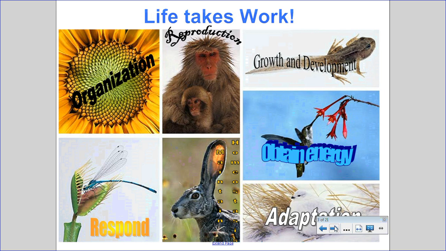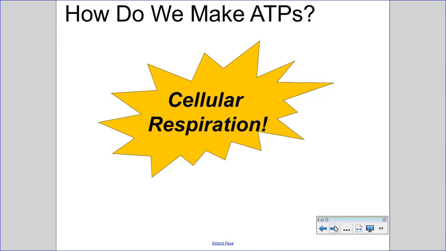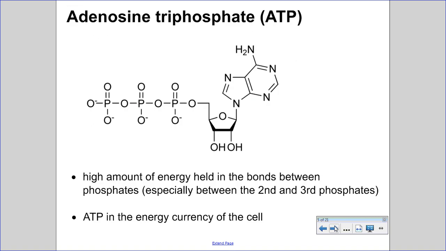So to start it off, just a reminder that life takes work. The processes of life require energy. And where does that energy come from? It comes in the form of ATP. And how is ATP made? Well, ATP gets made through cellular respiration.